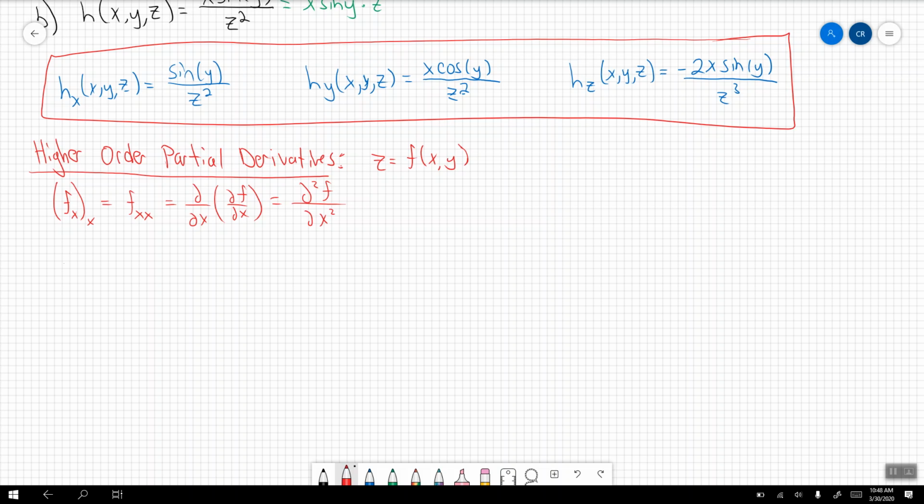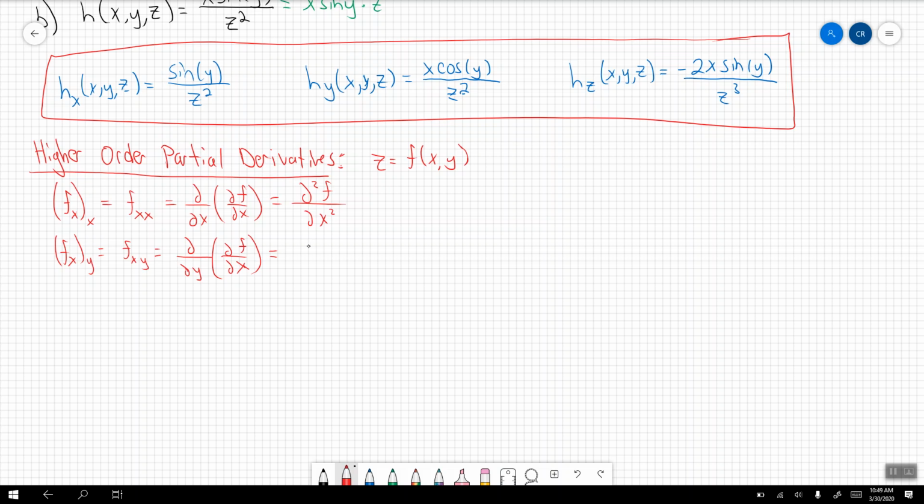How does this look if we want to take the partial derivative with respect to x, but then the second time around we want to take it with respect to y? Well, this would look notation-wise like f sub x then y. This means that the first derivative that must have been taken was a derivative with respect to x. After that was taken, we need to take the partial derivative with respect to y.